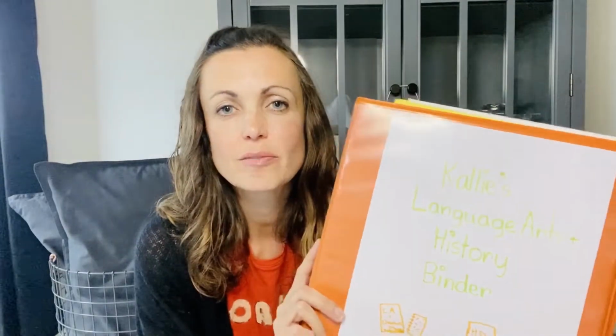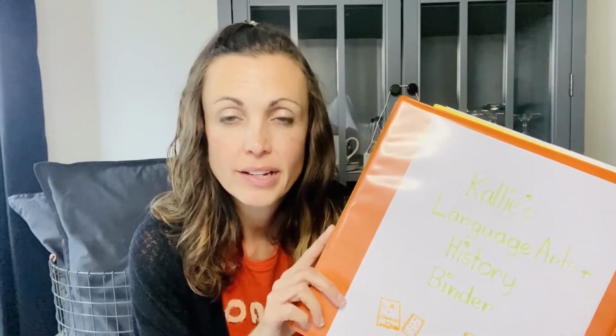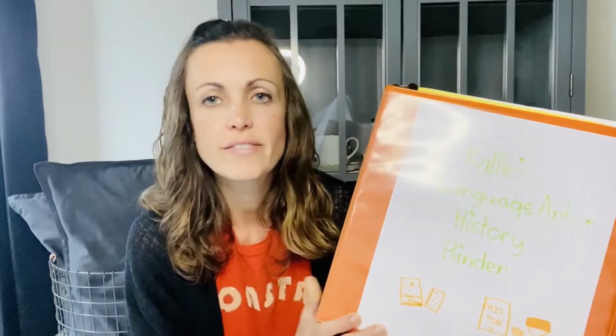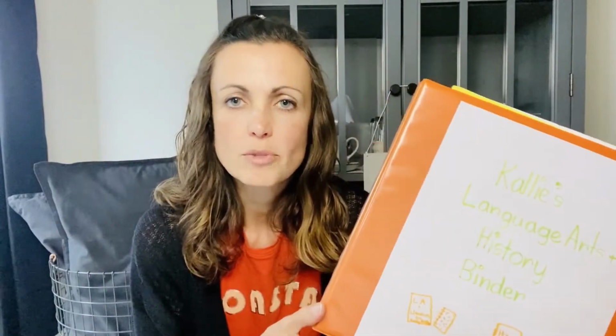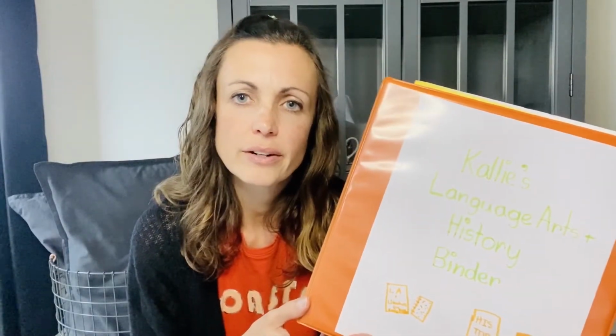Each year I have my daughter choose a binder and design a cover for it. This is a 1.5 inch binder. You will easily be able to fit 2 subjects in for the entire year. You can see these super cute tab dividers that my daughter probably rushed through making. One is for her language arts work and one is for her history work.